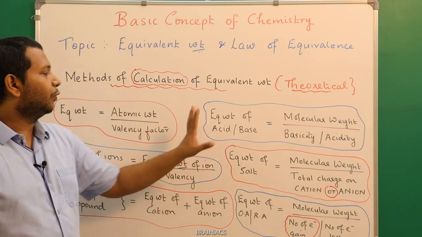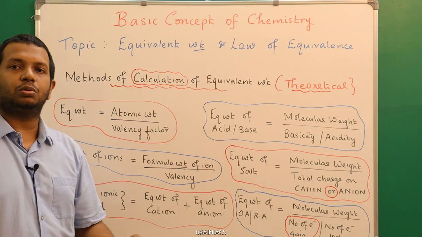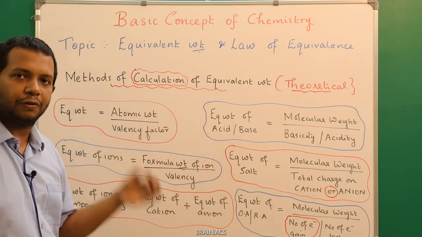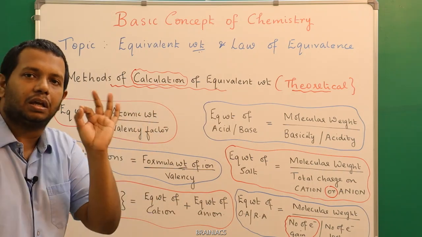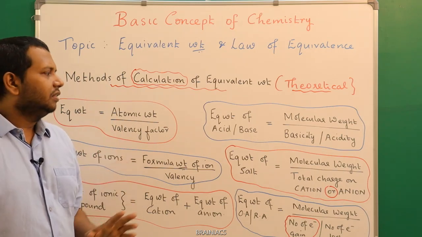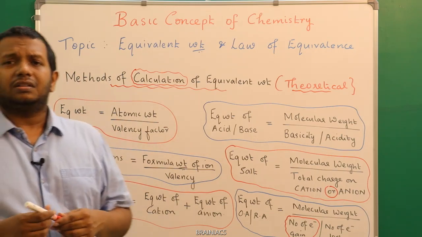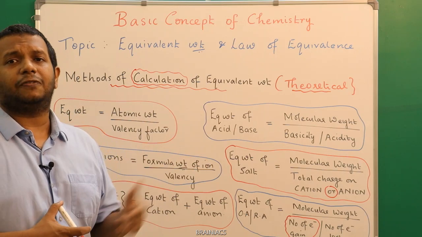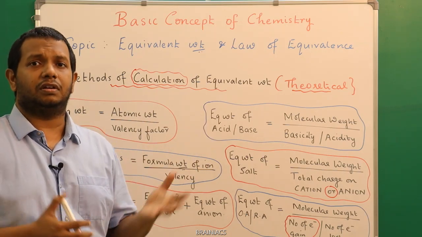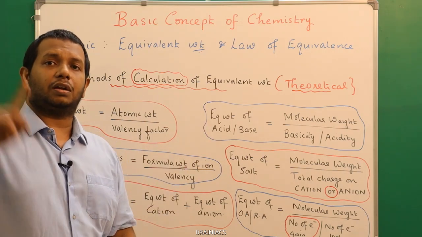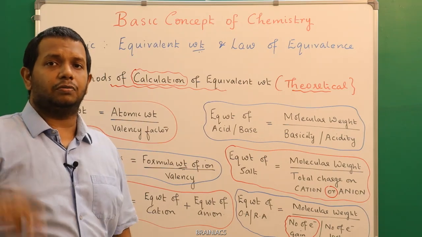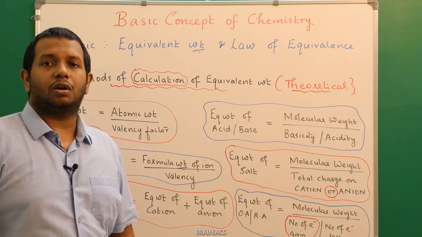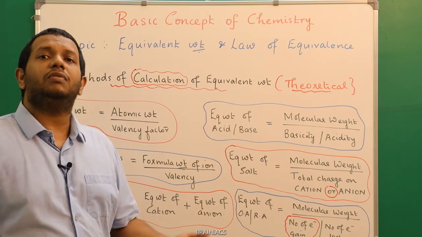So these are 6 formulas that help you to calculate the equivalent weight of a particular substance theoretically. Understood? Then you will ask me one question, sir: why did we learn in our definitions that the equivalent weight of a substance is that weight that will react with 1 gram of hydrogen, 35.5 gram of chlorine, 108 gram of silver? Why do we need that?